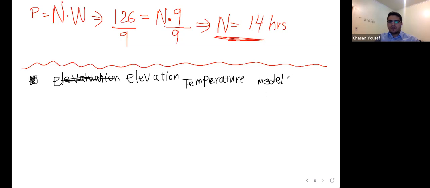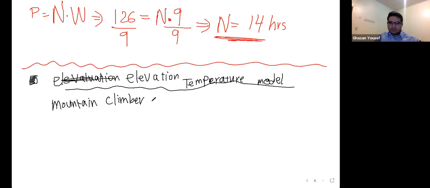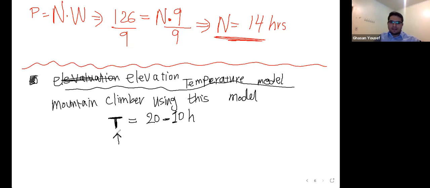Elevation temperature model. So what does that model talk about? It's like the mountain temperature. The formula for this model is T equals 20 minus 10H. So what is T? This T is the temperature. And what is H? H is the elevation or the height.